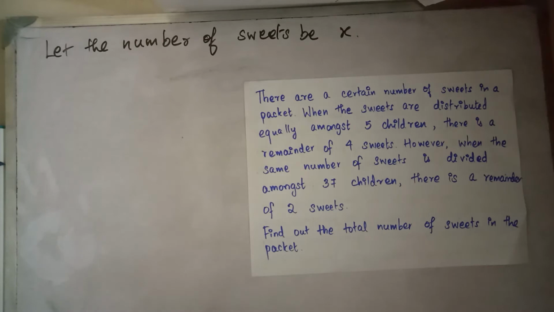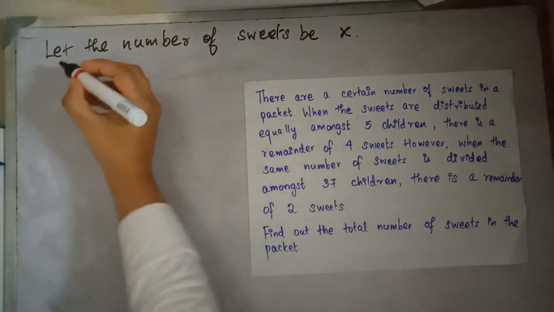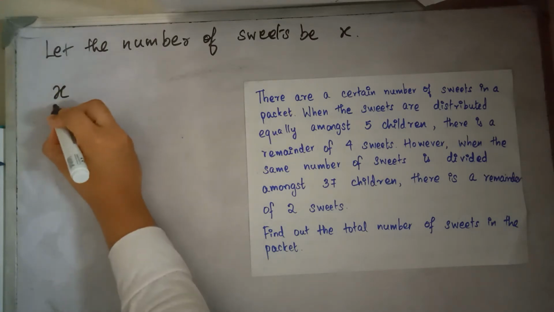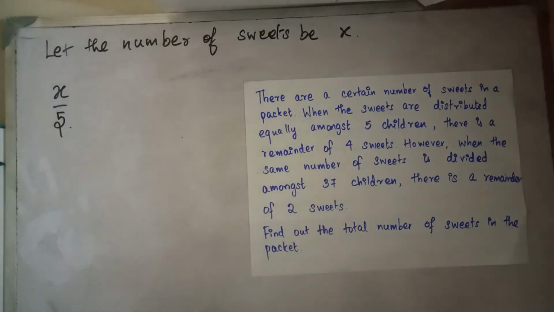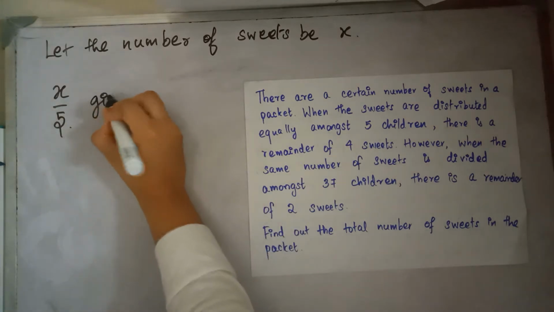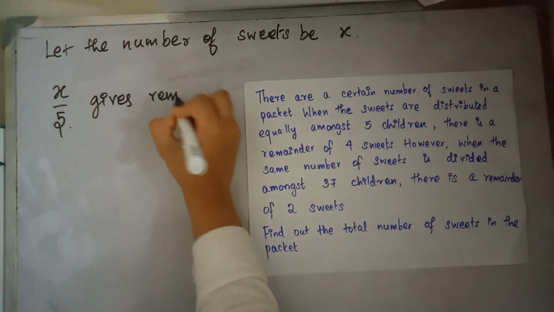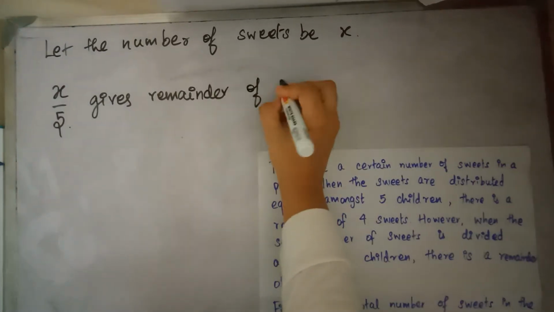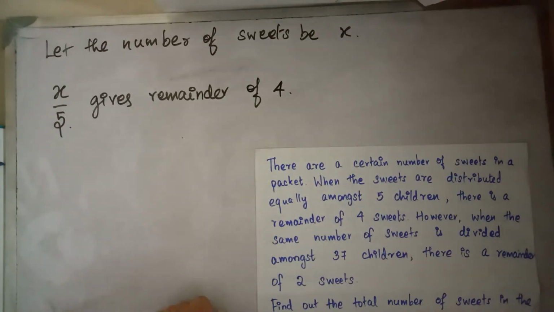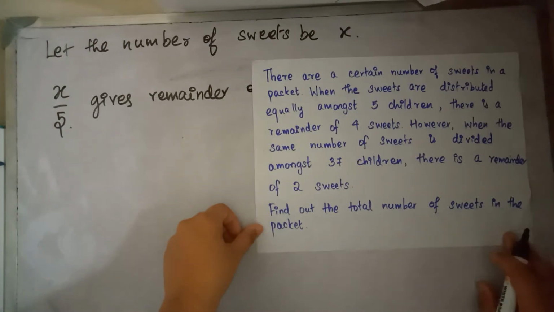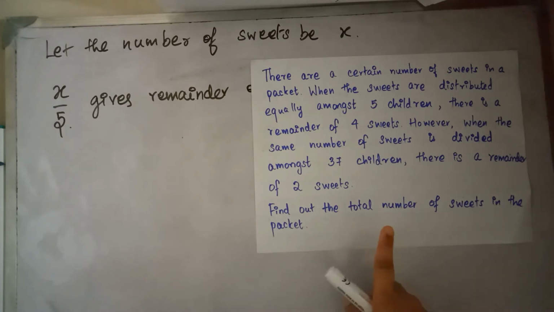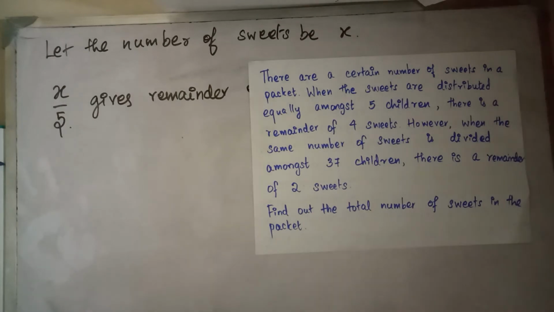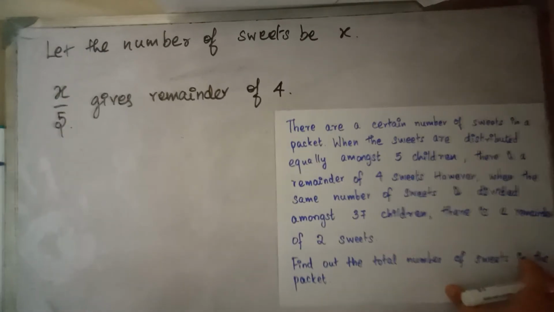The sweets are distributed equally amongst 5 children and there's a remainder of 4 sweets. So we have to find a number that when divided by 5 gives us a remainder of 4. We have to find the range of numbers. Now, I forgot to mention one aspect of this problem. The maximum number of sweets in the packet will be 100. So it's not more than 100.